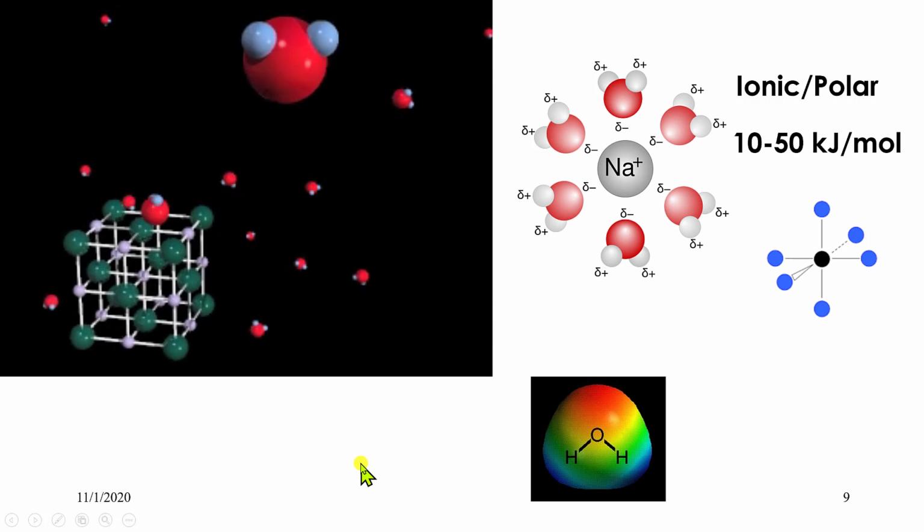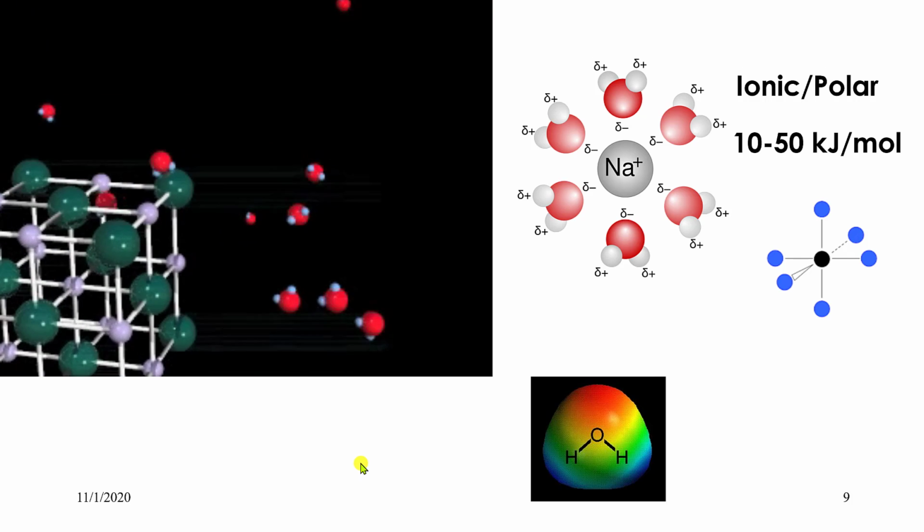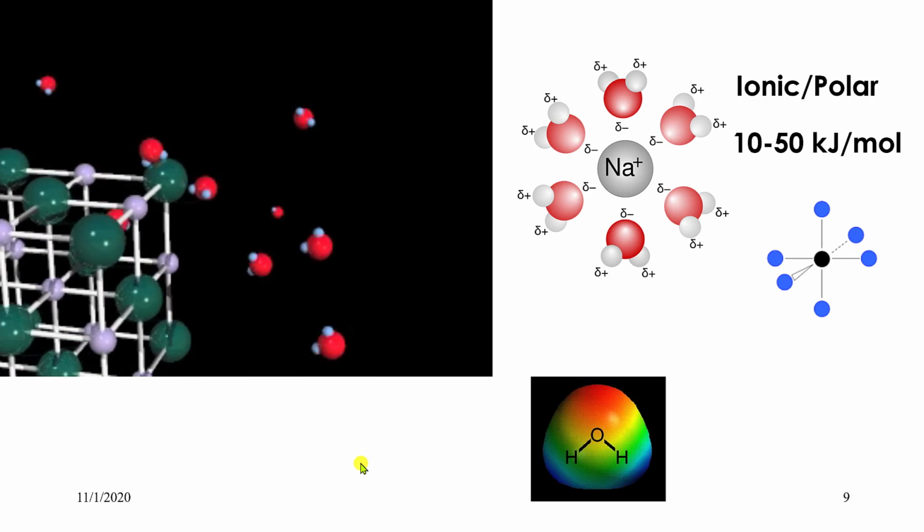An ionic solid dissolves in water because of its polar nature. Notice how water molecules become attached to the ions of a sodium chloride crystal in the process called hydration.